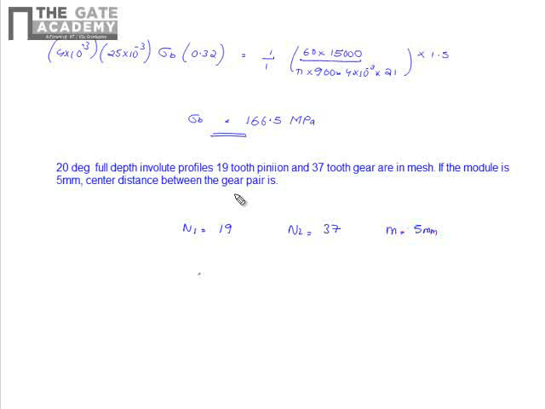Therefore, what will be the center distance? Center distance will be 1 by 2 into d1 plus d2. In terms of module, it will be m by 2 into n1 plus n2. So here it will be 5 by 2 into 19 plus 37, so 2.5 into 19 plus 37, that will be 140 mm. This will be the center distance between the two shafts.